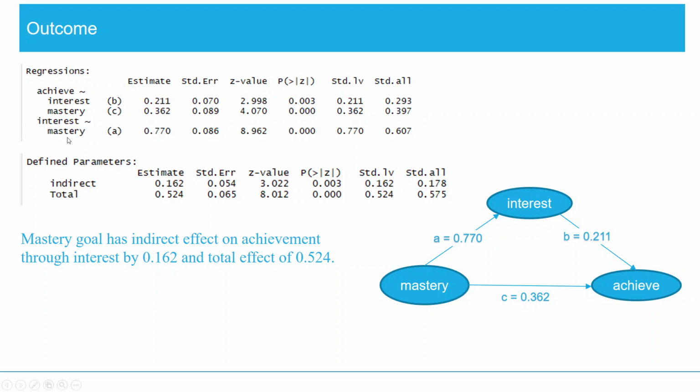Mastery has a direct effect on interest of 0.770, that is also significant. If we look at our direct and total effect, mastery goal has an indirect effect of 0.162 on achievement, that is also significant, and a total effect of 0.524 on achievement, and that is also significant.